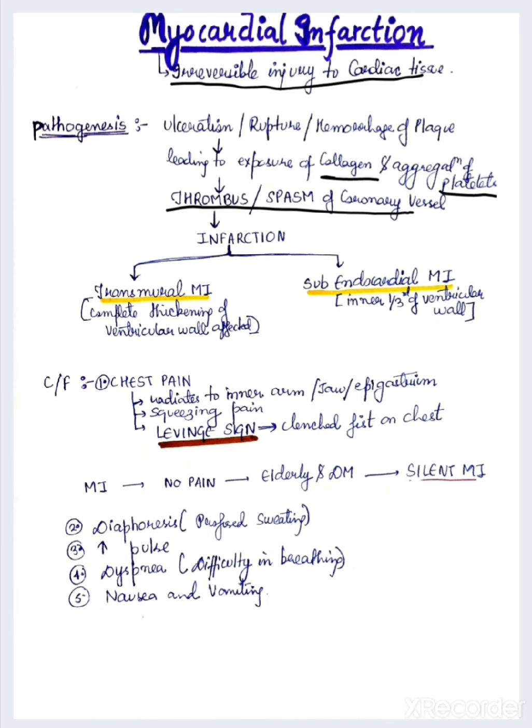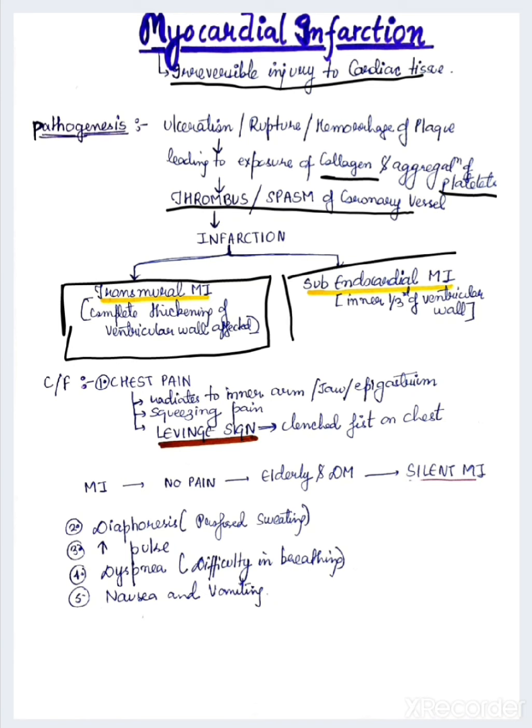Now this infarction leads to the transmural MI, transmural myocardial infarction, or subendocardial myocardial infarction. Now let's see transmural. In this, complete thickness of the ventricular wall is affected in transmural myocardial infarction, and in subendocardial myocardial infarction, the inner one-third of the ventricular wall is affected.